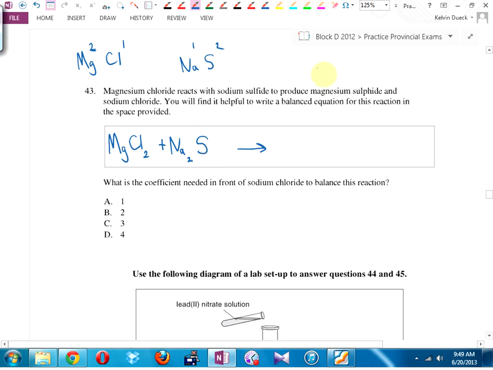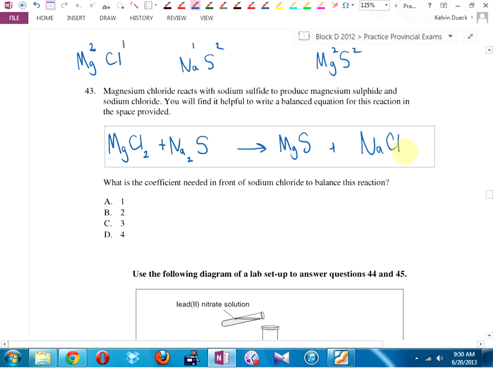Produces magnesium sulfide. Magnesium is 2, sulfide is 2. Oh, that's a nice crisscross. And sodium chloride, that one I know is table salt, NaCl. That one crisscrosses nicely. Now we balance.